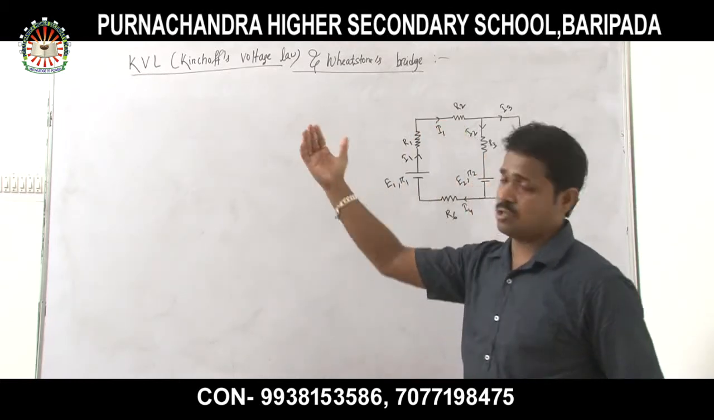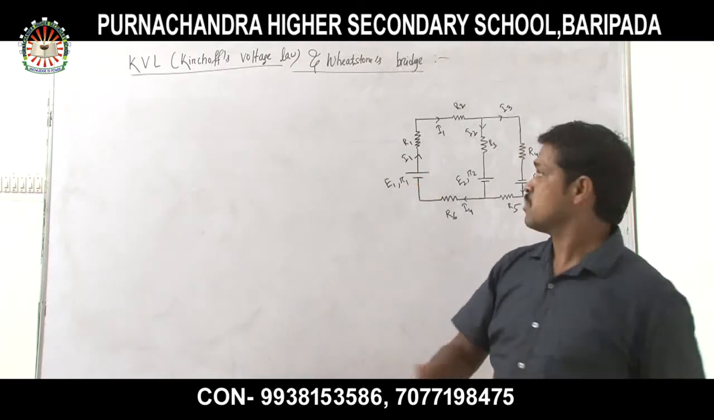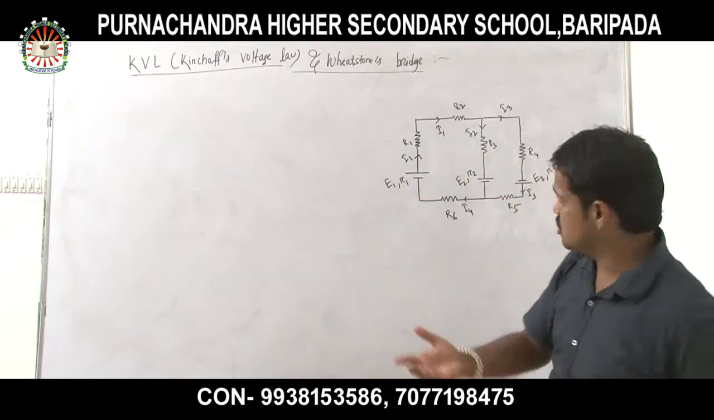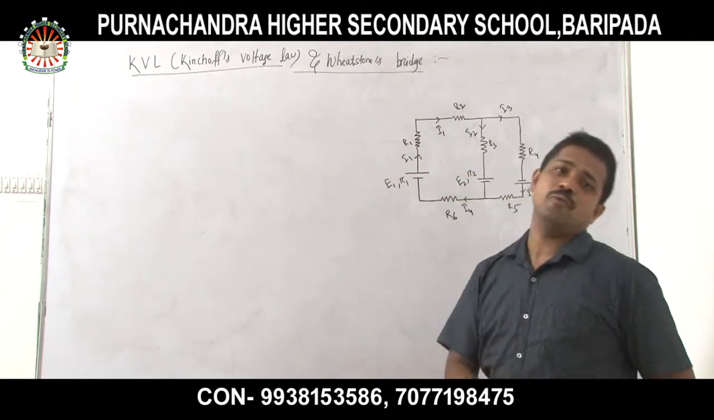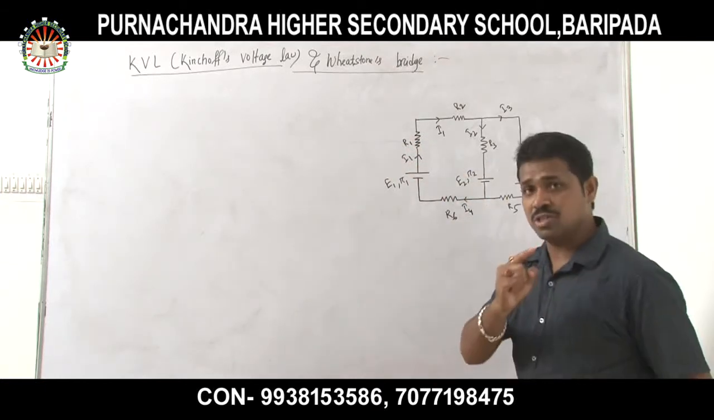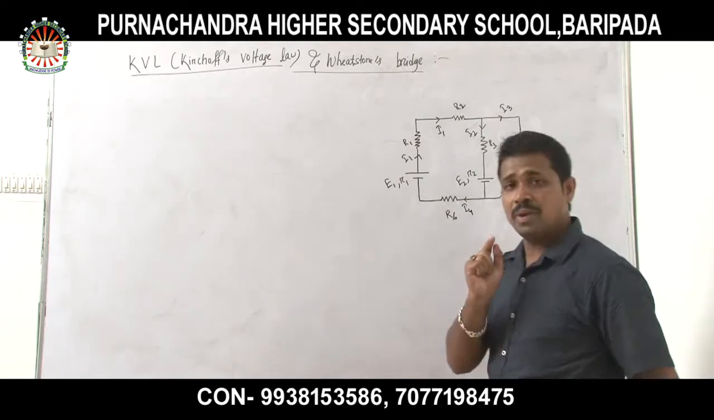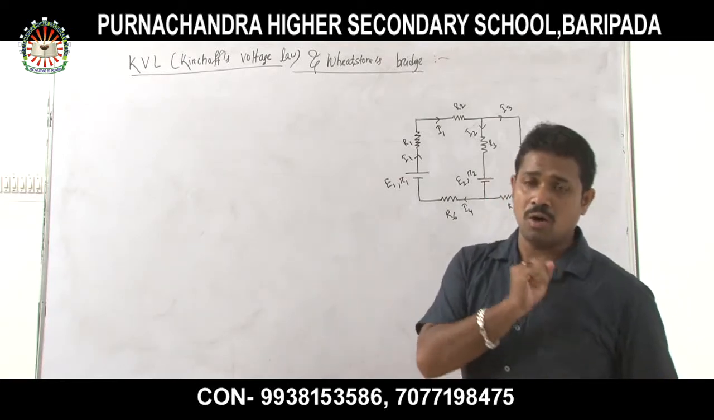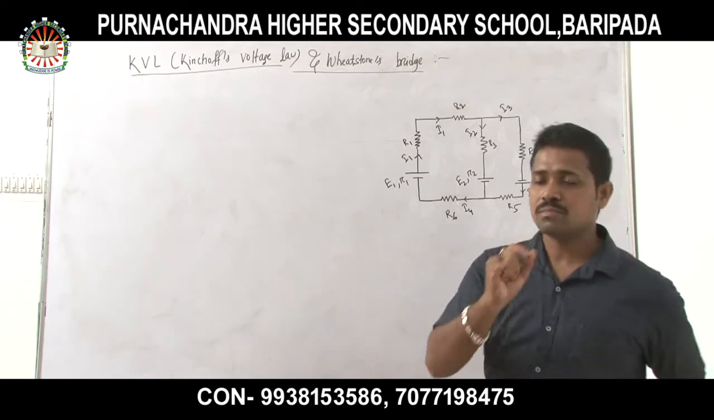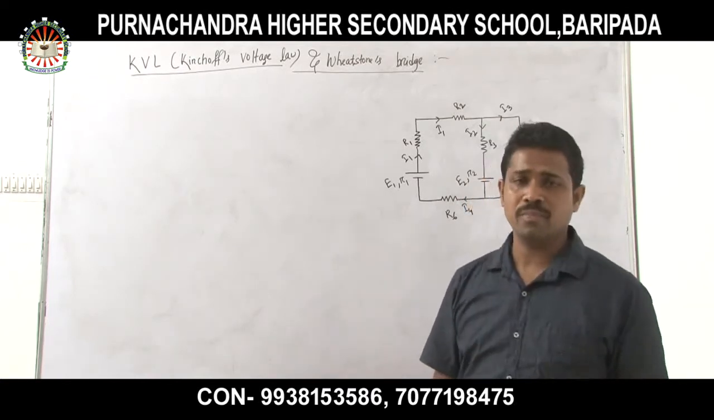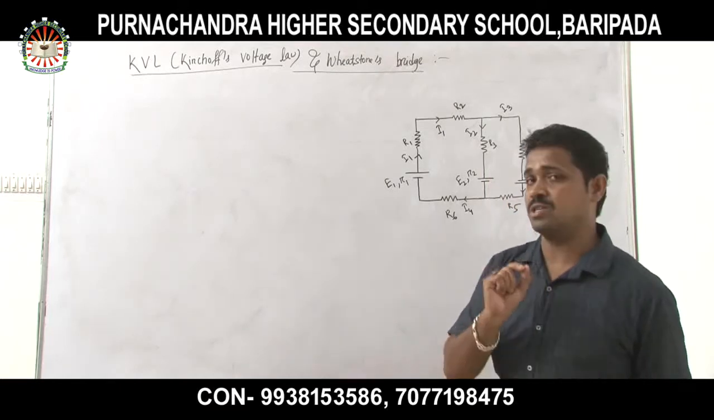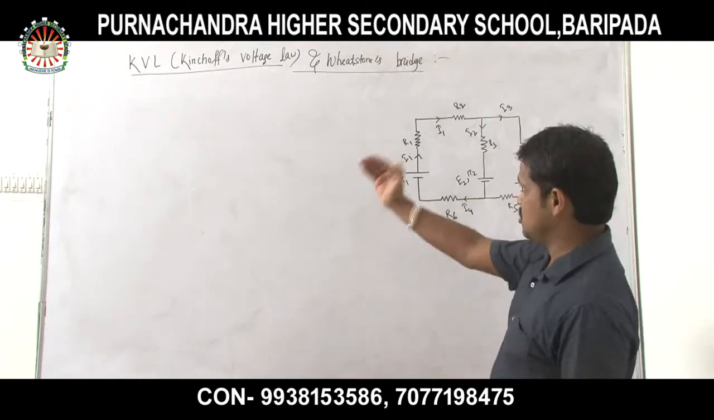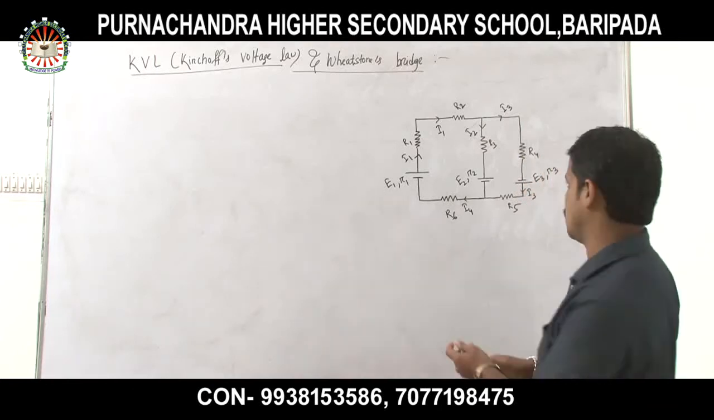Actually, Kirchhoff's voltage law is otherwise called the loop law, because it is applicable only for a loop or a branch, which is a closed one. But in the previous class we mentioned that Kirchhoff's current law is only applicable for a node or a junction. That's why that is called the junction law. So let us discuss Kirchhoff's voltage law.